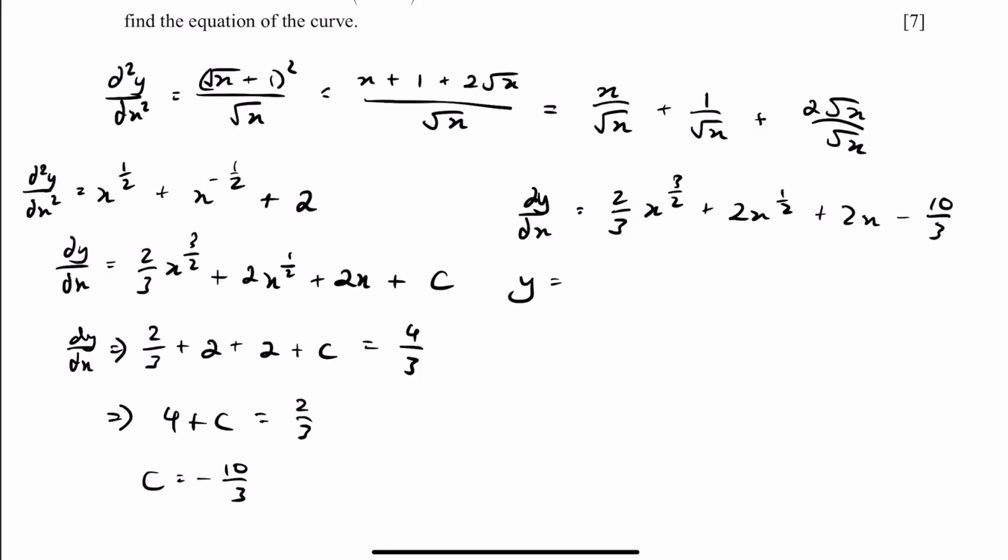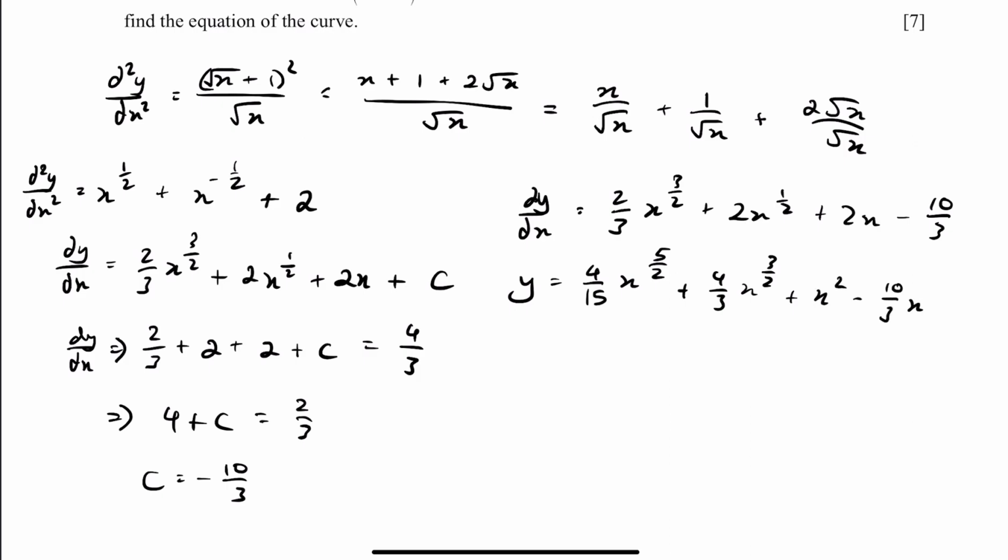So we get y, when we integrate, is equal to, so 3 over 2 raised by 1 is 5 over 2, divided by 5 over 2 gets multiplied by 2 over 5. We get 4 over 15 x to the power of 5 over 2. You can always check by going back and doing differentiation of what you've just integrated to see if it goes back to the same thing, just to check you're right with your integration. Plus, and then 3 over 2, you flip it around, you get 4 over 3 x to the power of 3 over 2 plus x squared minus 10 over 3 x.